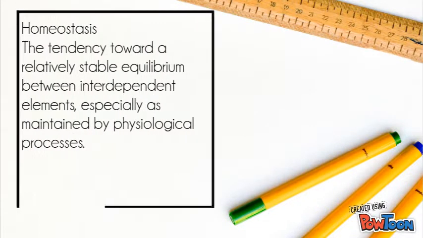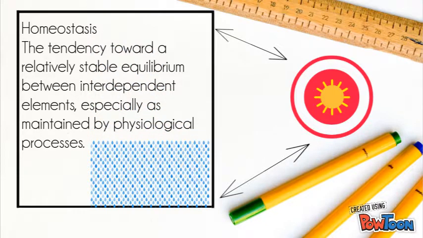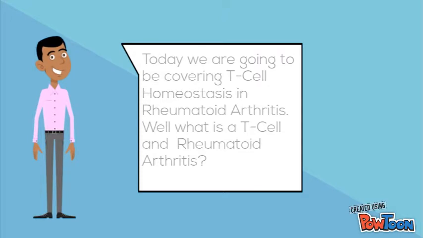Homeostasis is the tendency toward a relatively stable equilibrium between independent elements, especially as maintained by physiological processes. This means your body is always trying to maintain itself at its optimal function point no matter the environment outside. For example, if it's too hot, then you activate your sweat glands to cool your body, so internal temperatures don't get too high.